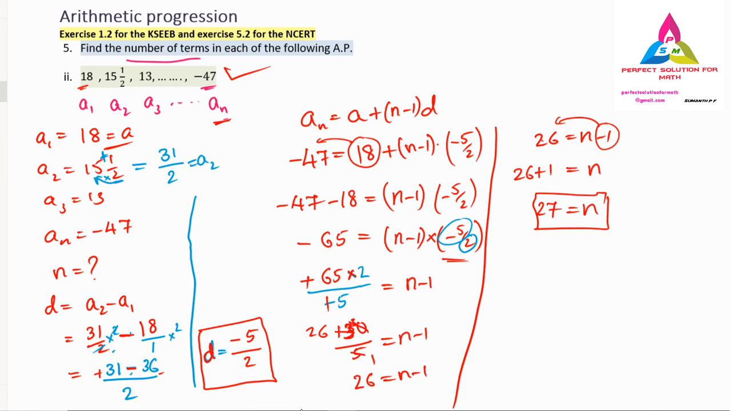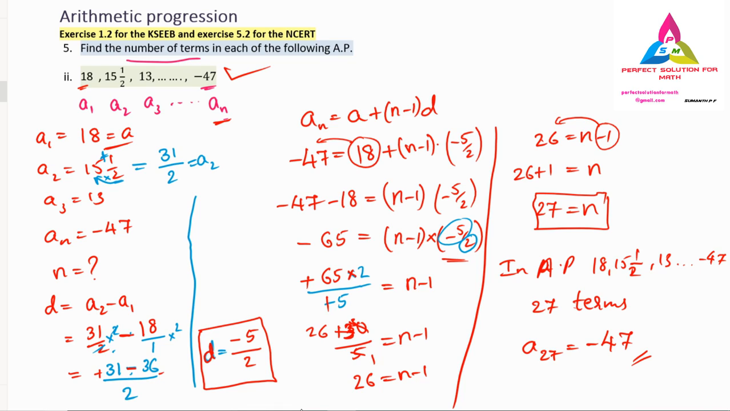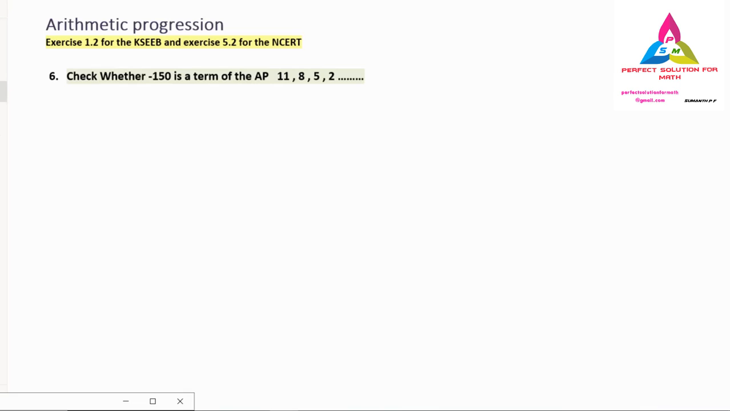So in the AP 18, 15, 15 and a half, 13, and so on, up to minus 47, how many terms are there? There are 27 terms. It means the last term, A27, is equal to minus 47. This is our final answer. So you can understand what is given here and what you have to find. If you know that much, you can solve it very easily.